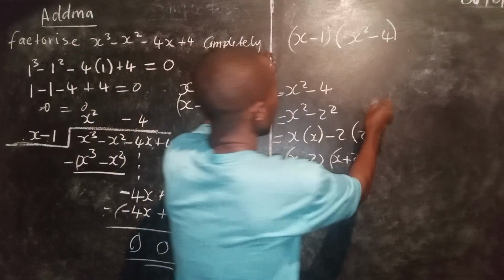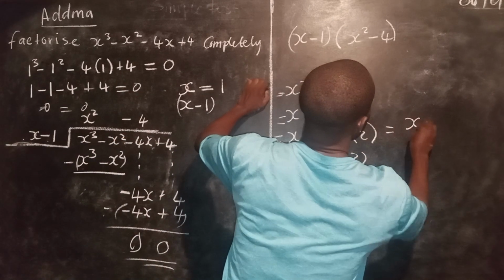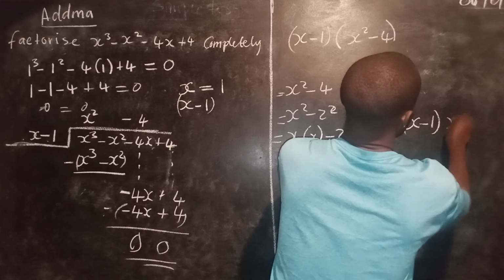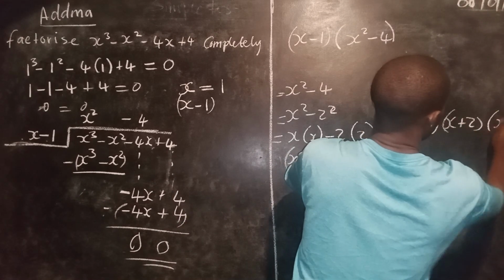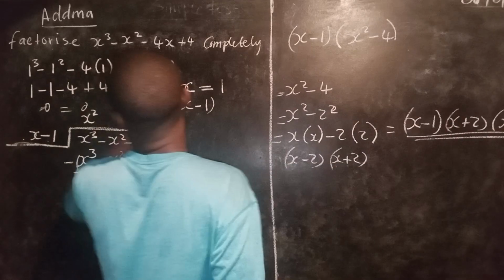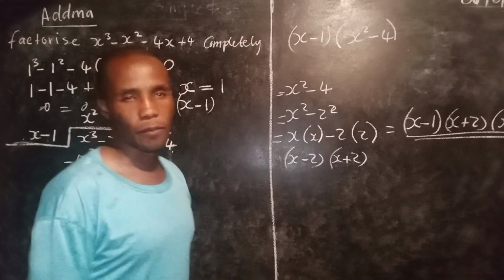So this is what we are going to write. So our final answer is going to be x minus 1, then x plus 2, then x minus 2. So it means we have factorized this question completely.